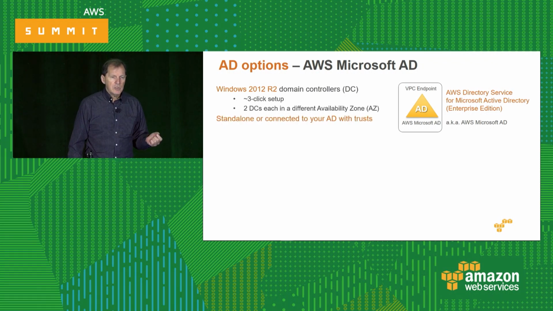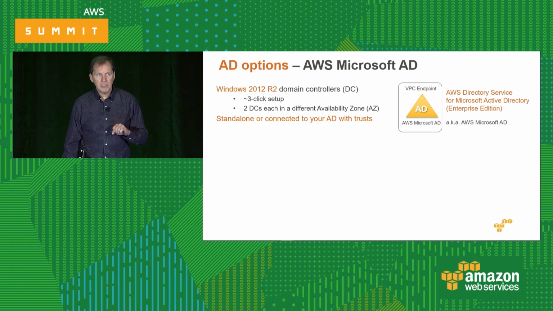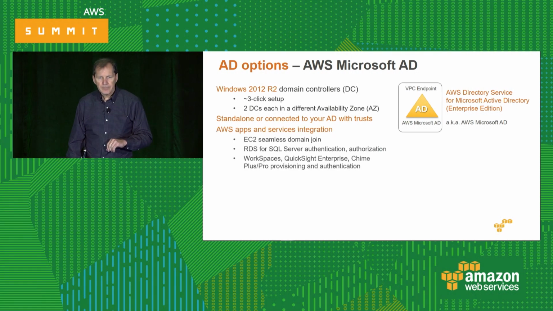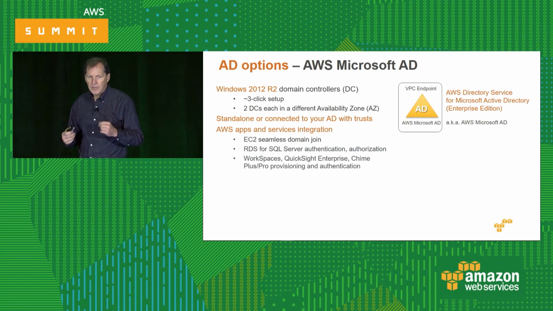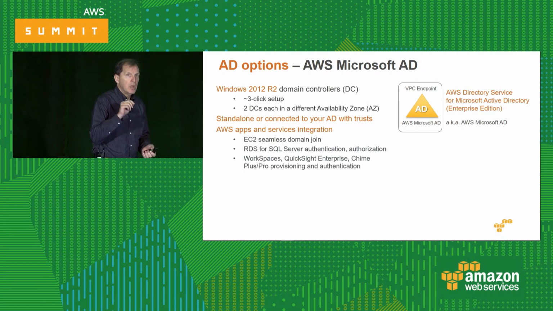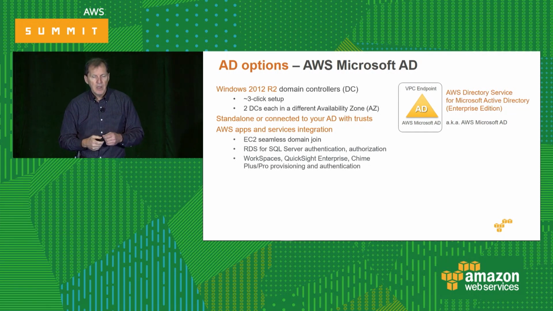Now, you can choose to use these either as standalone directories in the cloud, or you can connect it to your existing on-premises directory with a trust. And we'll talk a bit about trusts later. And then in terms of AWS applications, you can use this with EC2 and take advantage of seamless domain join. Seamless domain join allows you, when you are setting up your EC2 instance, to just say, see that directory I created over there? I want you to join to that. And it just does all the work for you. You don't have to do anything manual. So that's a pretty nice feature.